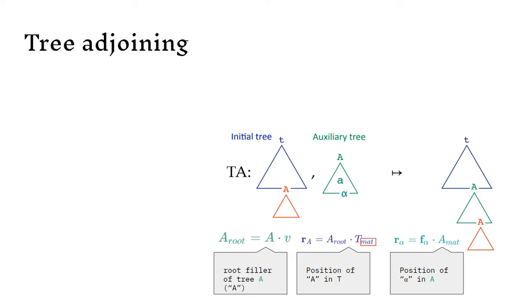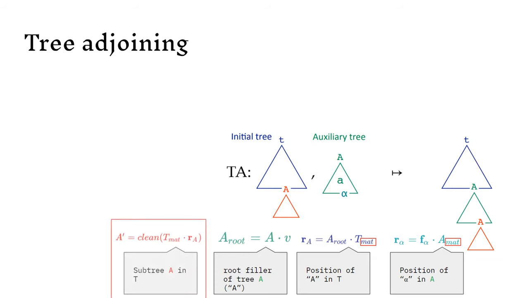So now that we've got that, we make some slight adjustments here for roles that we're going to want to append to the right side of. So this includes the site where A is at. So we use the mat space version of the initial tree and the mat space version of the auxiliary tree for the position of the alpha. Then we can extract the subtree A and T by using the position of A and T, unbinding it from the mat space version of the original tree and cleaning that up by unbinding the elements of the tree.